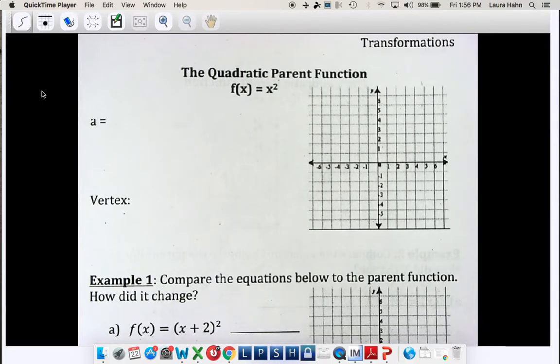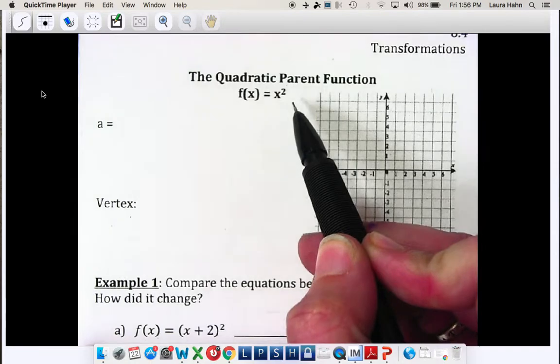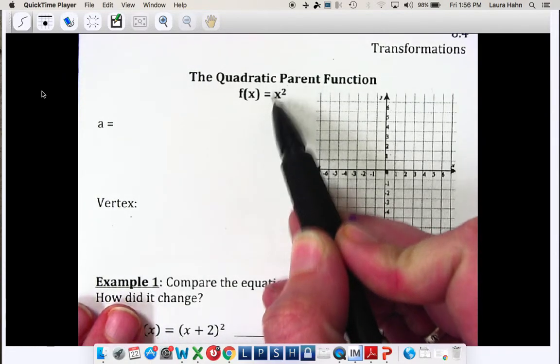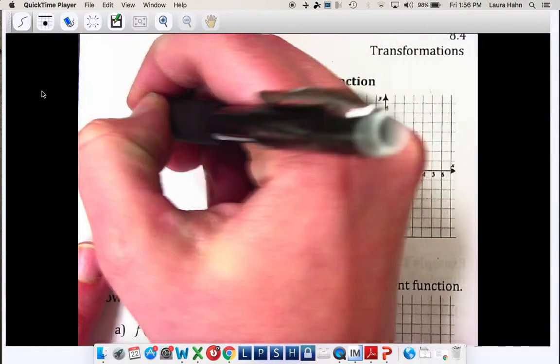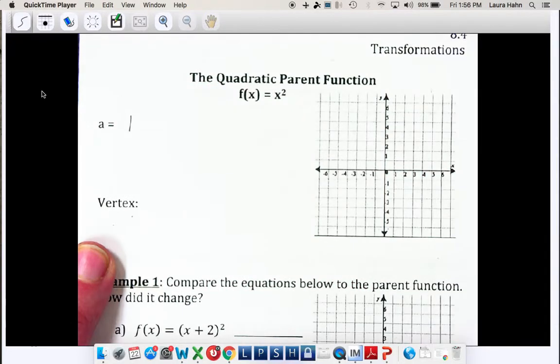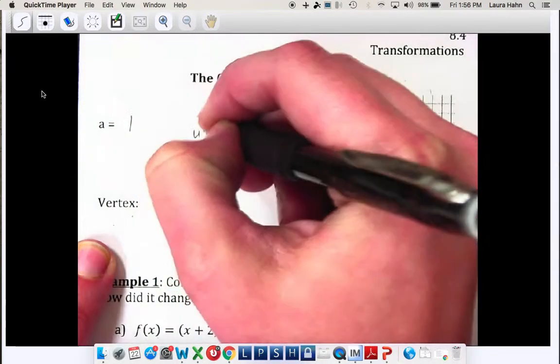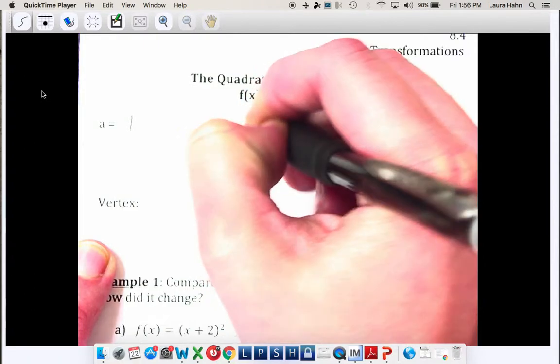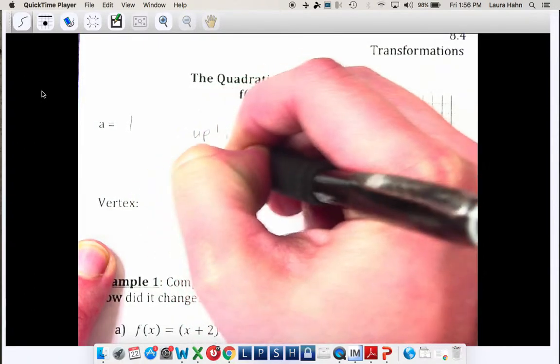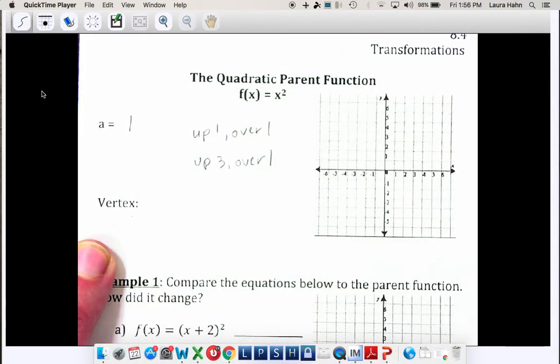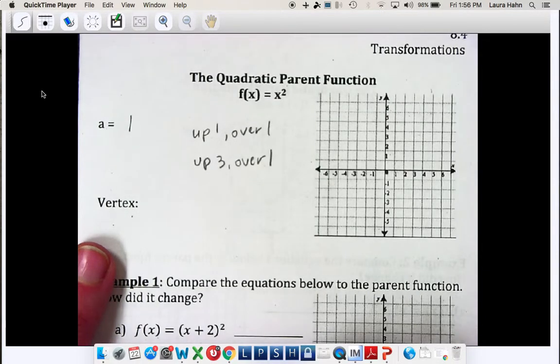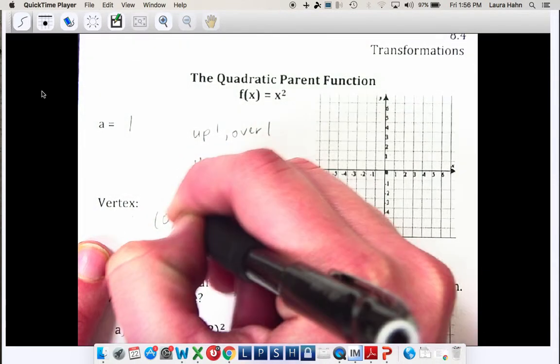Okay, so first we're going to graph our quadratic parent function, which is y equals x squared. We know our a value comes in front right here, so that's a 1. And when our a value is a 1, what we do is we go up 1 over 1, up 3 over 1. And remember, that's like our home base that we are going to compare everything to. And my vertex of the parent function will always be the origin.